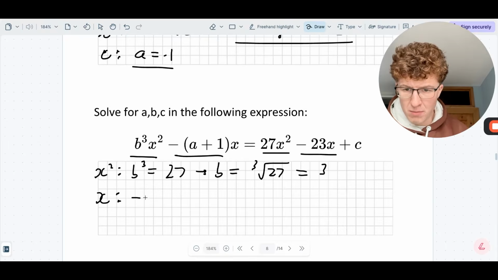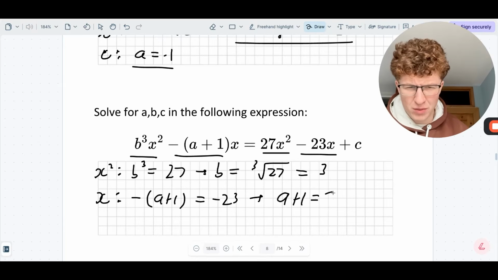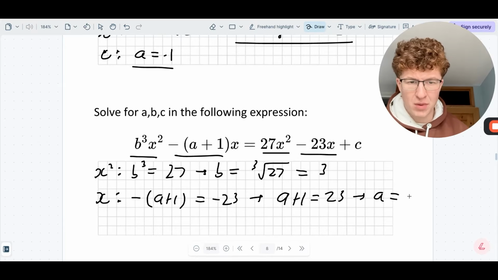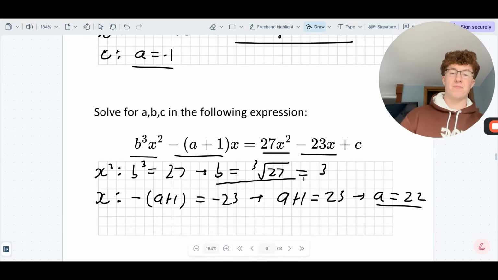Then the x terms, we're going to have minus a plus 1 is equal to minus 23. So minus a plus 1 is equal to minus 23. That means that a plus 1 is equal to 23. That means that a is equal to 22. So a is 22, b is 3.